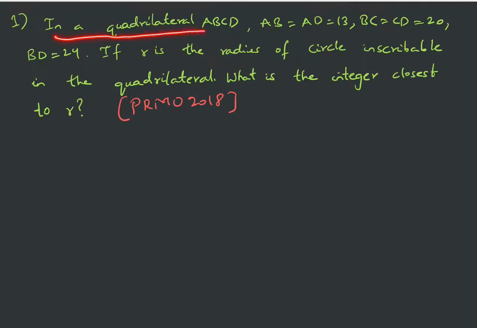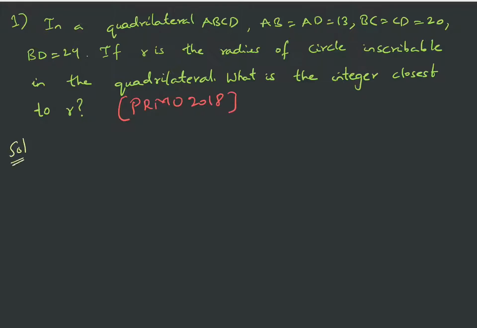In a quadrilateral ABCD, AB is equal to AD is equal to 13, BC is equal to CD is equal to 20, BD is equal to 24. So all the sides are given and one of the diagonals, BD, is given. If R is the radius of the circle inscribable in the quadrilateral, what is the integer closest to R? So just pause the video and give this problem a try.